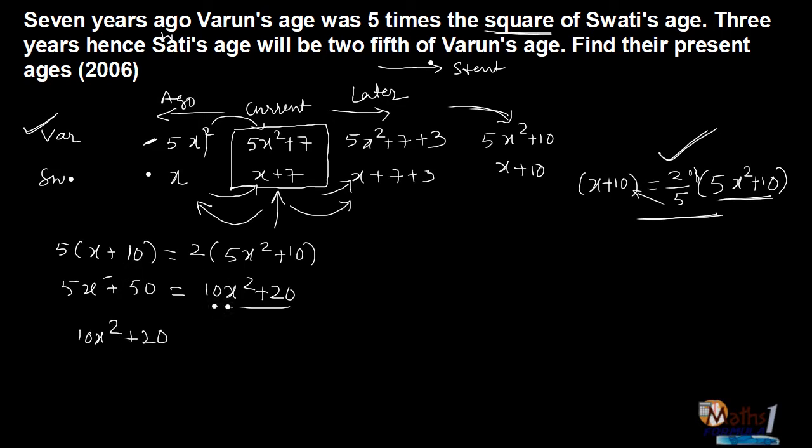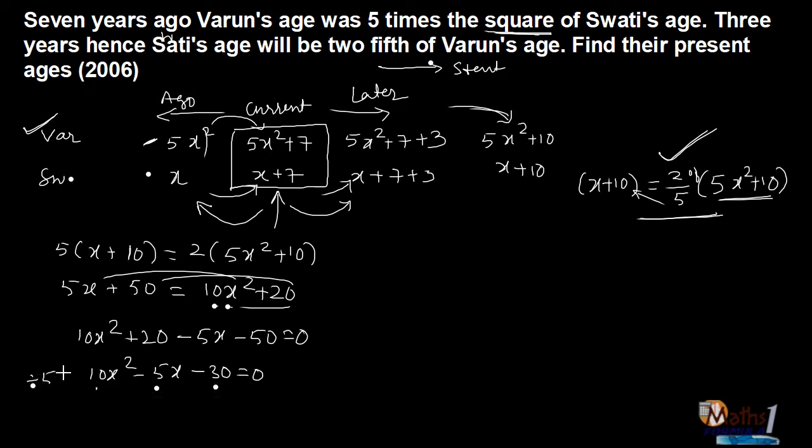I will transpose this, that's minus 5x. I'll transpose it that side, minus 50 equals 0. This side equals 0. So 10x square stays as is, minus 5x stays as is, 20 minus 50 is minus 30 equals 0. I can see that all these coefficients are divisible by 5. I'll divide the whole equation by 5. 5 2s are 10, 2x square minus 5 1s are 1, that will be 1x, 5 6s are 30. That's my equation.